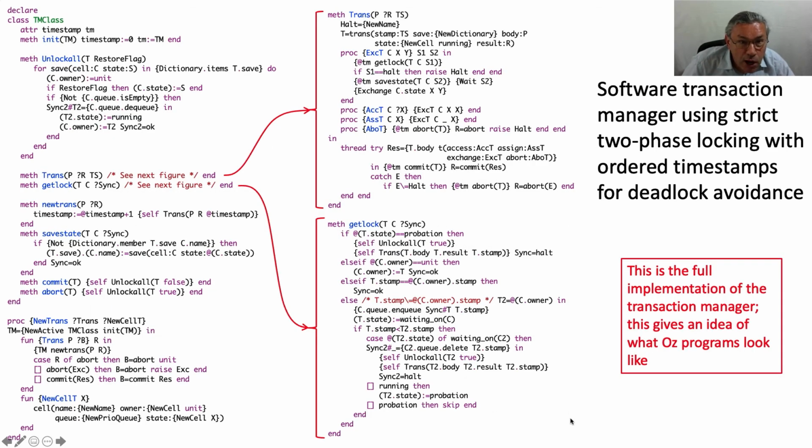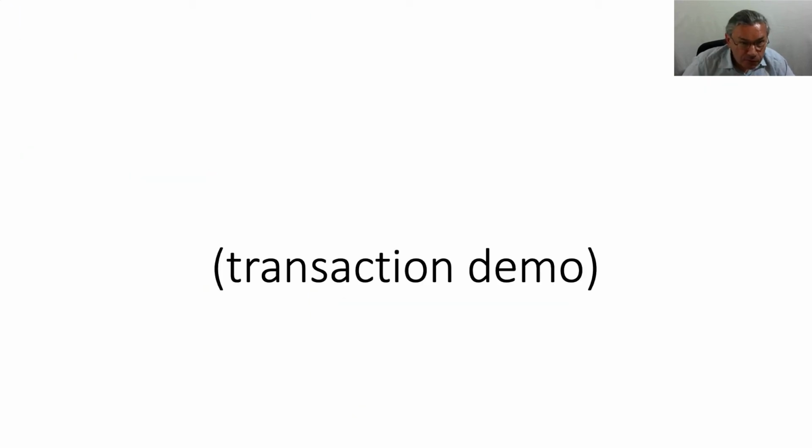Let's show something more complicated. So this is a software transaction manager using strict two-phase locking with ordered timestamps for deadlock avoidance. So the code I'm showing you here is the full implementation. Why am I showing you this? Well, I just want to show you what big, complicated Oz algorithms look like, so you can get some idea. Let me give a demonstration.